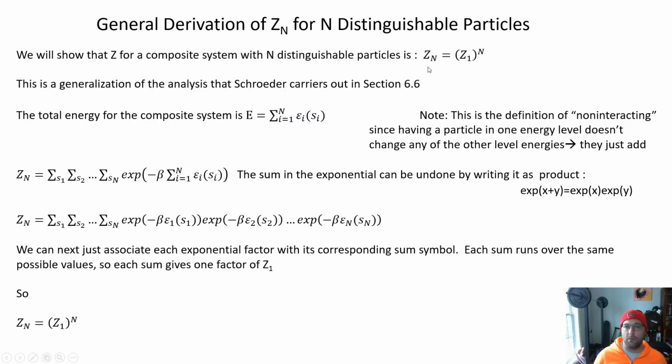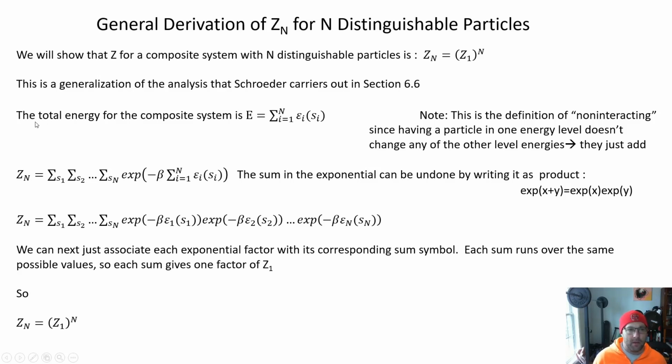So the basic idea is we're going to show that Z sub n, the composite partition function for an n particle system, is the Z sub 1 that you get by thinking about one particle just raised to the nth power. What I'm doing on this slide is a generalization of the analysis that Schroeder carries out in section 6.6. So I'm going to try to use essentially his notation. If you can understand what he does in section 6.6, you understand this. I'm just elaborating the notation a little bit to make it clear how it generalizes.